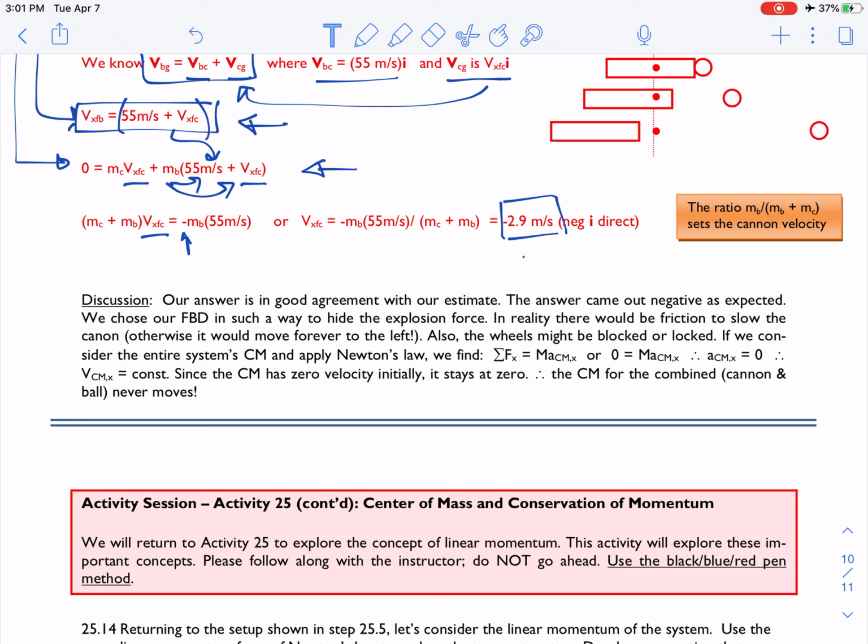That means the velocity of the center of mass along the x direction is constant. And since the center of mass has 0 velocity initially, it will stay at 0. That's why it doesn't move. The center of mass point doesn't move. But as you can see, the pieces in the system will move to make sure that the center of mass point does not move.